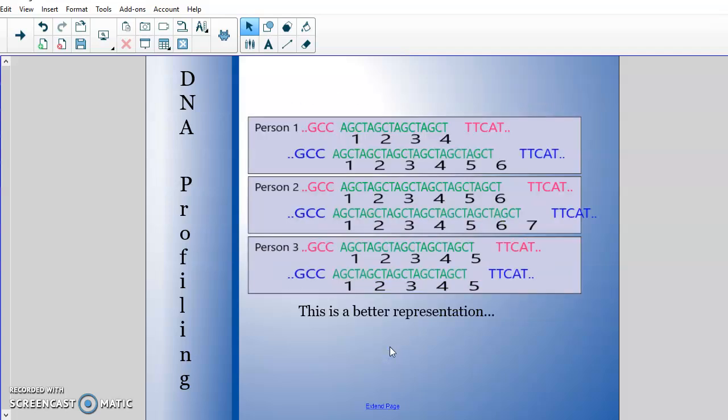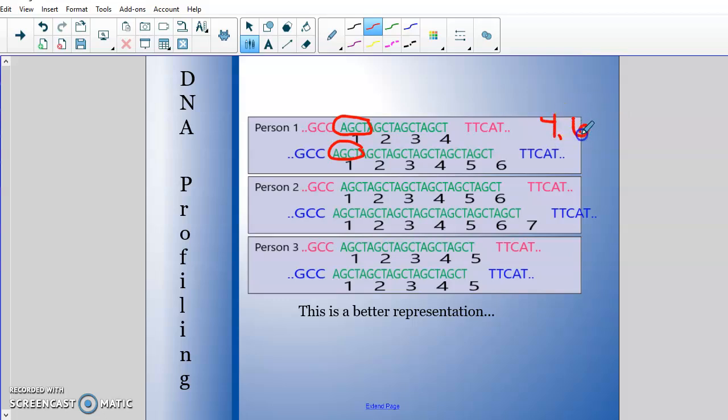Okay. This is a little bit more accurate of a representation because you have 2 chromosomes that you get, right? One from mom and one from dad. You have 2 STR repeats for each one. So here is your same repeat right here, AGCT. This is in person 1's chromosome 1. This is also chromosome 1, right? But this is the one that they got from mom. This is the one they got from dad. So person 1 has 4 repeats and then 6 repeats. So they would have a 4 and a 6.